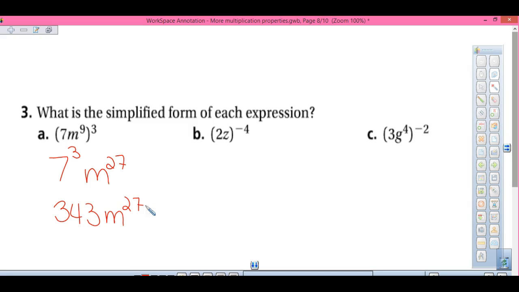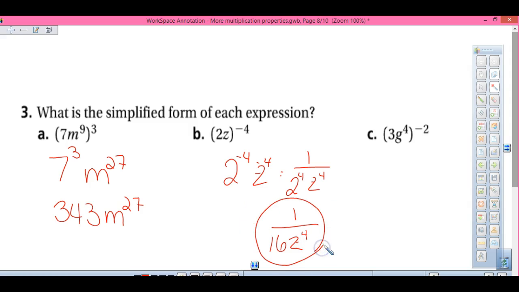Okay, this one? What do we get? 2 to the negative 4th, z to the negative 4th. Can I have negative exponents? No. What happens with both of these? 1 over, no, you said over 1. That's totally different. So 1 over 2 to the 4th, z to the 4th. Do I have a number to an exponent? So figure out what it is. What's my 2 to the 4th? So 1 over 16 z to the 4th would be my answer.